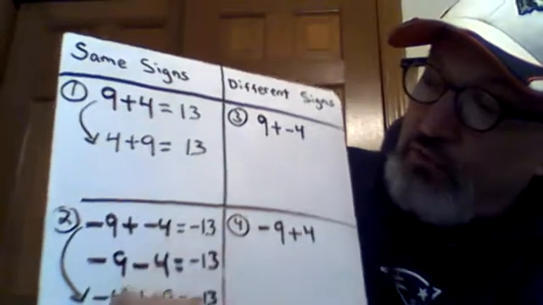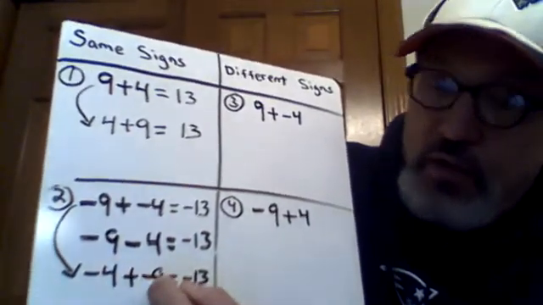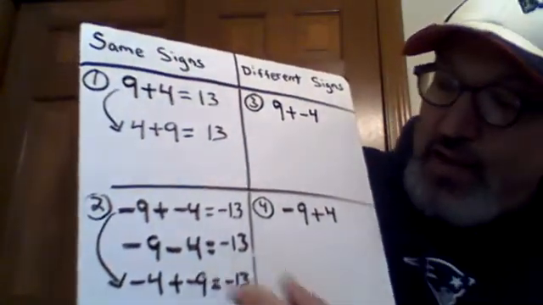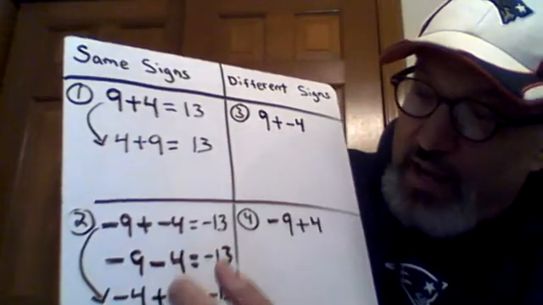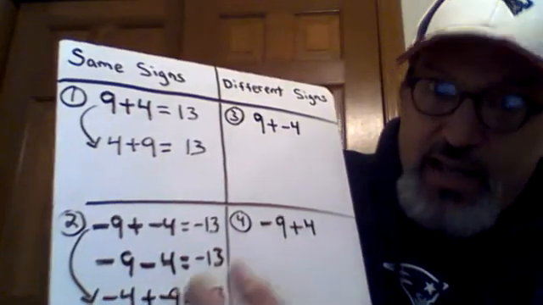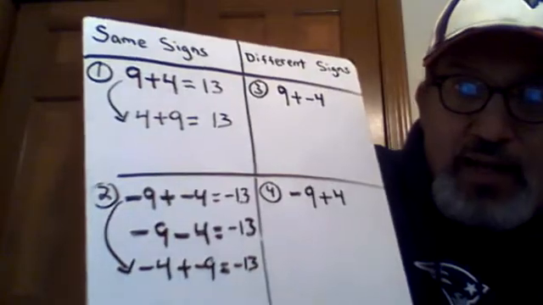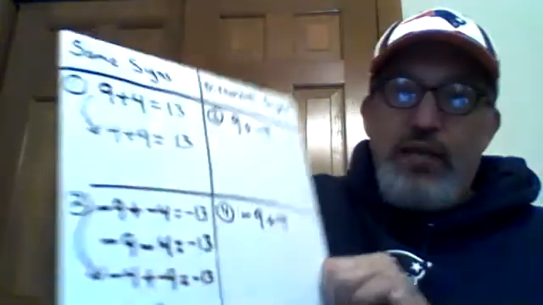Negative 9 plus negative 4 is the same as negative 4 plus negative 9. But now we can do the same thing we did back here. Adding negative 9 is the same as subtracting 9. So we can rewrite this as negative 4 minus 9, and the answer is still negative 13.